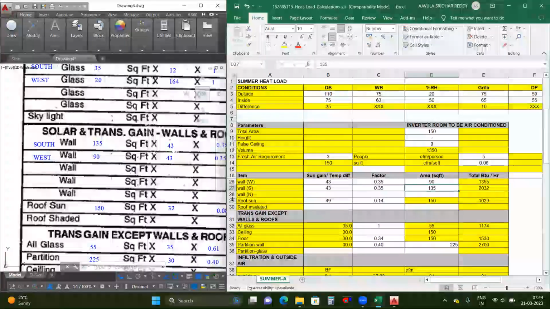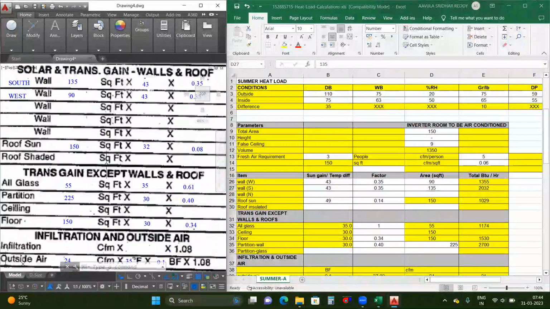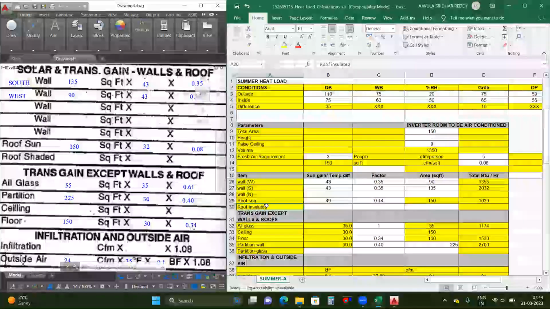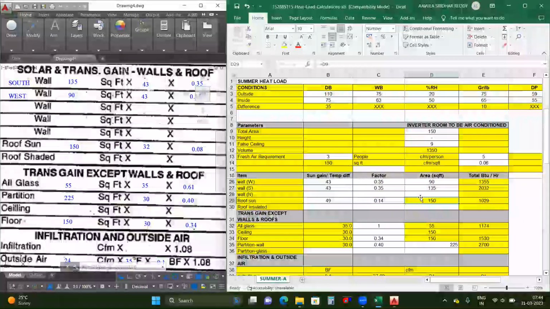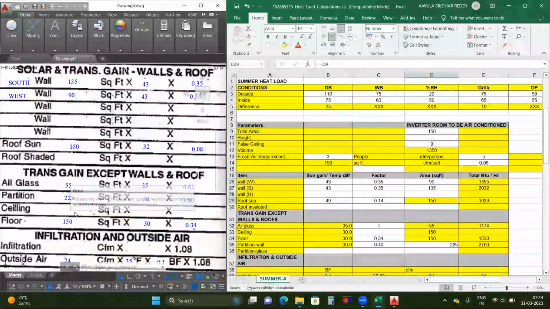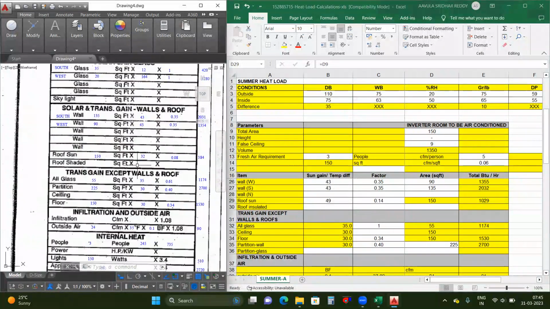Next we go for the roof. Roof is 150 square feet, and this will be taken automatically. We have to enter only the roof temperature difference and U factor. The temperature difference is 32 and U value is 0.08.